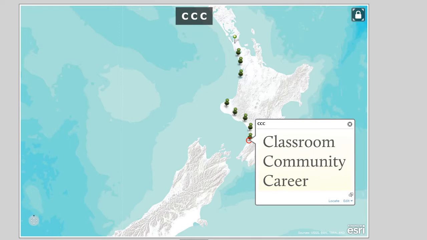Another way to think about GIS in education are the 3 C's here. Classroom, using it in the classroom to learn about issues. Community, engaging with your community. And also career, developing key workforce skills that are highly in demand and becoming more so with each passing year.